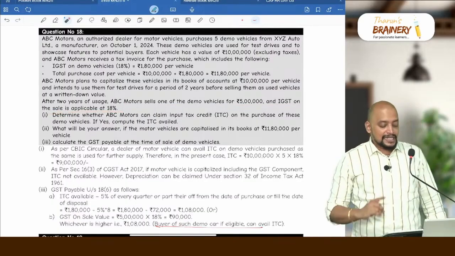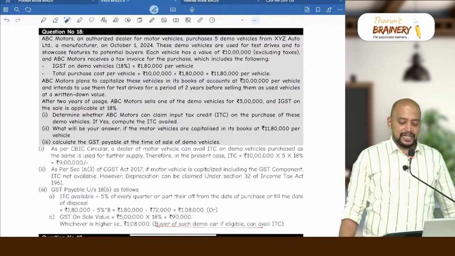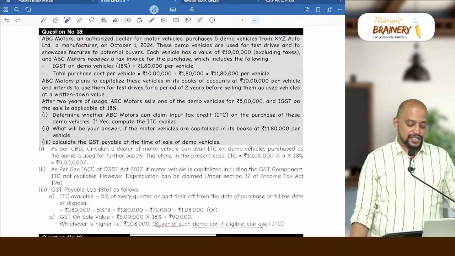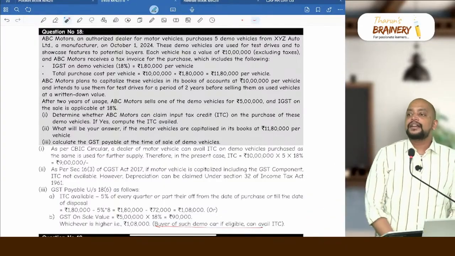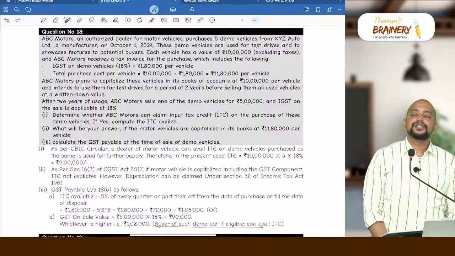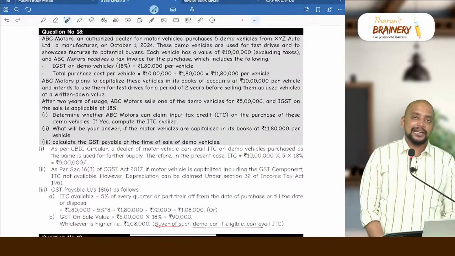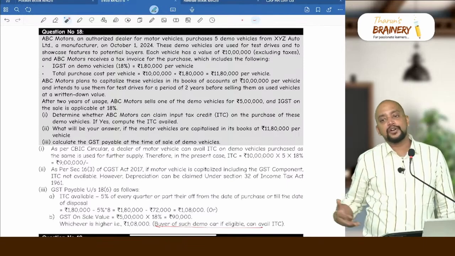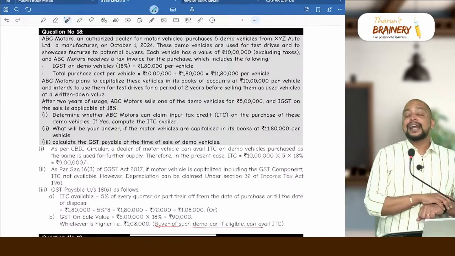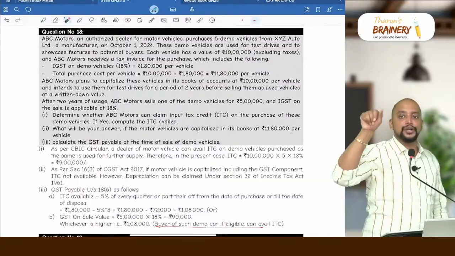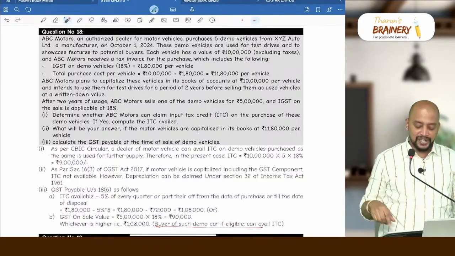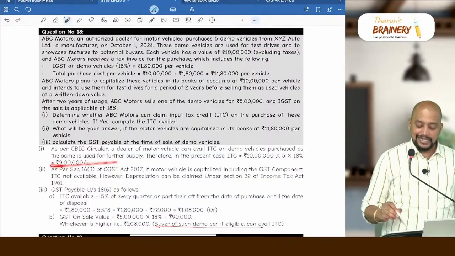Question number 1. Determine whether ABC Motors can claim input tax credit on the purchase of these demo vehicles. If yes, compute the ITC availed. As per the CBIC circular, demo vehicles which are purchased and used for trials come under "used for further supply", because they assist in further supply, so ITC is available. In the present case, ITC will be 1,80,000 into how many vehicles purchased? 5 vehicles purchased. So 9 lakhs will be taken as the ITC.